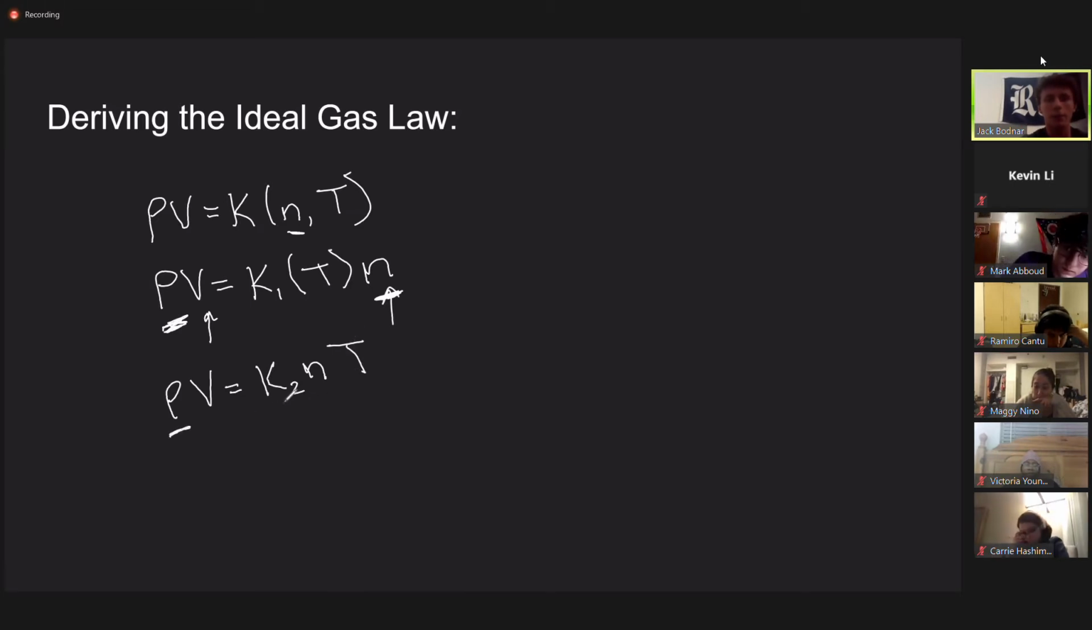So if we look at this again, these are all constant. If we increase our temperature, we know that we're going to increase our volume. And now this hopefully looks familiar. We can just rewrite this as PV equals nRT, and that's our ideal gas law.